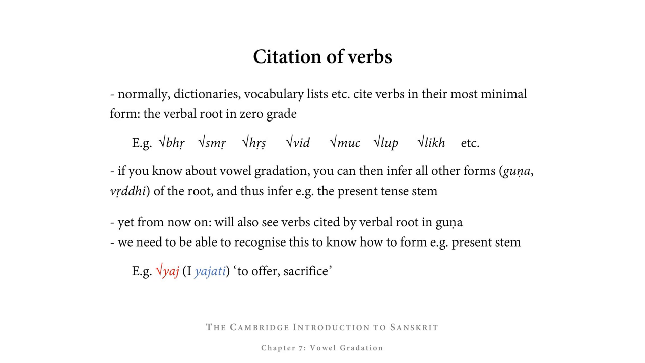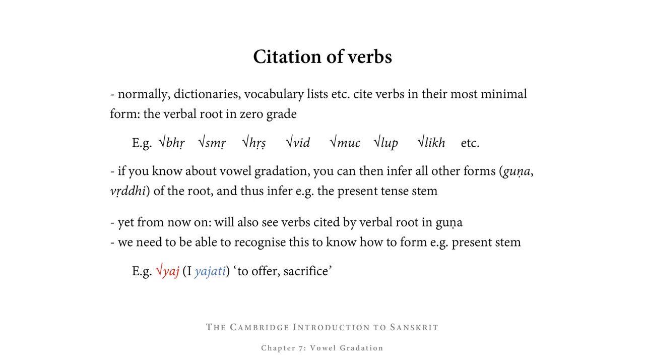Yet, from now on, we will also see verbs that are cited by referring to the verbal root in guna. There are several things to note here. A, we need to be able to recognize this fact in order to know how to form, for example, their present tense stem. So, for example, if I know about vowel gradation, I can see that a verb such as yaj, which means to offer or sacrifice, is cited with the root already in guna.